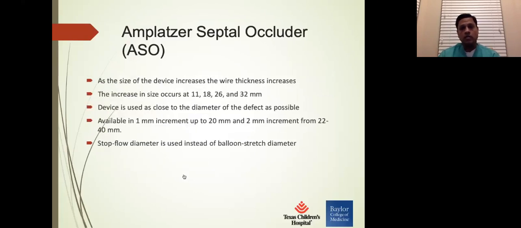As the size of the device increases, the wire thickness increases, and that usually happens at 11, 18, 26, and 32 millimeters. And the device size is chosen based on the waist of the device, not the total size of the device. And usually the device size is as close to the diameter of the defect as possible. And usually we use the stop-flow diameter technique to measure the size of the ASD.